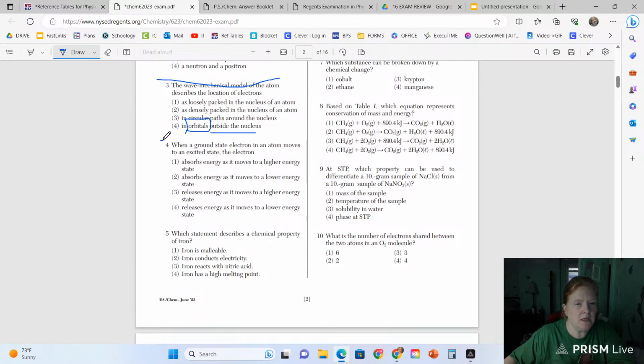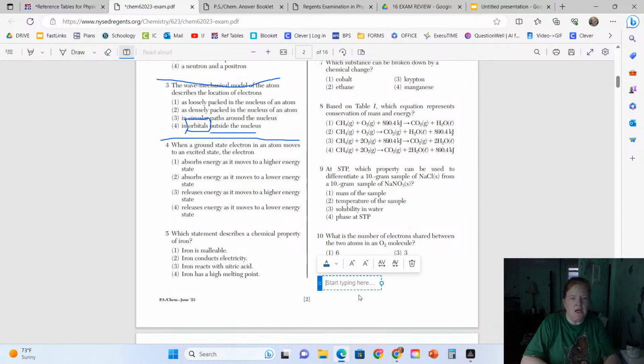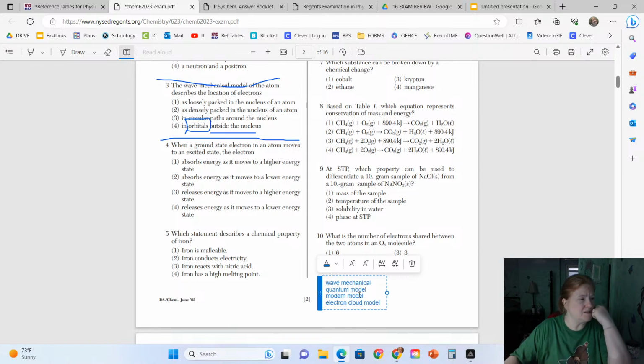This one right here talks about ground state and excited state. I definitely want to talk about this because it is asked in some way, shape or form. I see that one got you, because they literally call wave mechanical so many different things. Just to reiterate, wave mechanical is the same as the quantum model, the modern model, and the electron cloud model. All of those literally are the same exact thing.